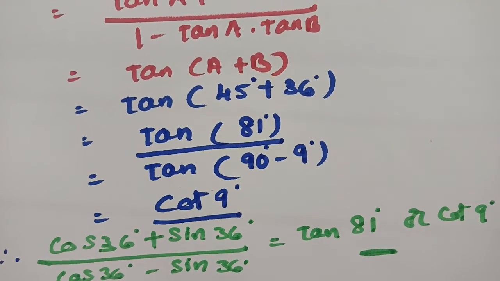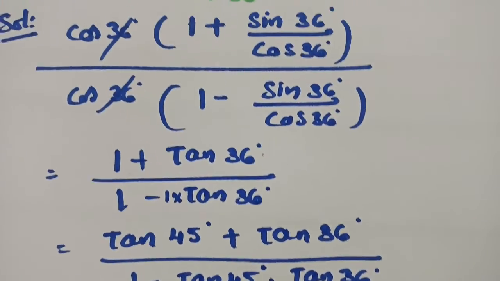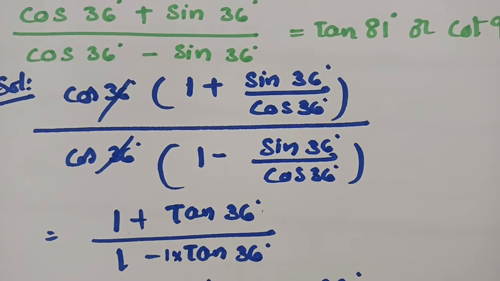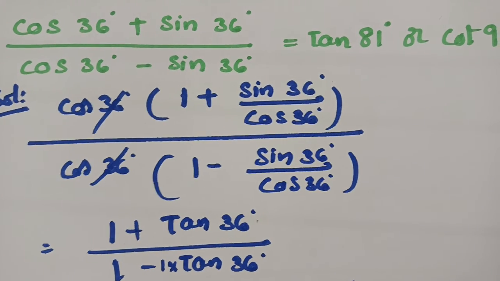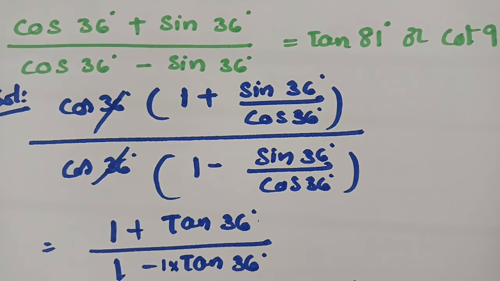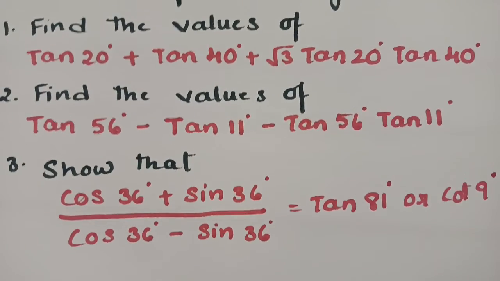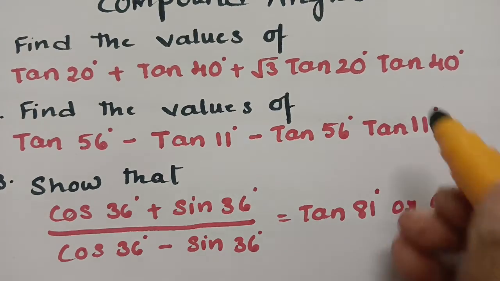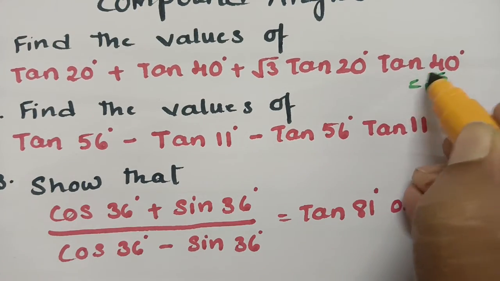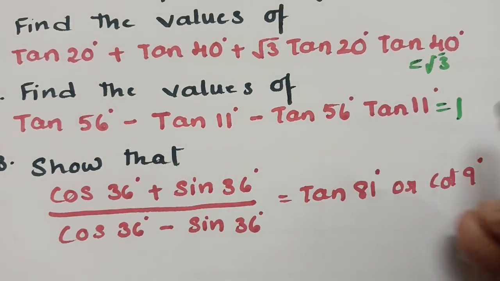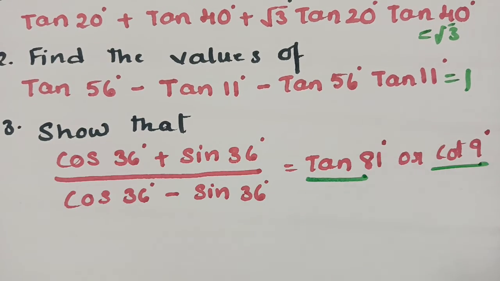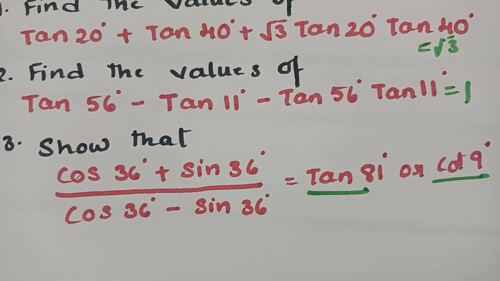These are simple steps. If you practice properly, definitely you can score more, and these three are important and repeatedly asked questions. If you really like it, please practice and pass it on to your friends. Definitely it will be very helpful. The first answer here is root 3, the next answer is 1, and the next answer is tan 81 degrees or cot 9 degrees.